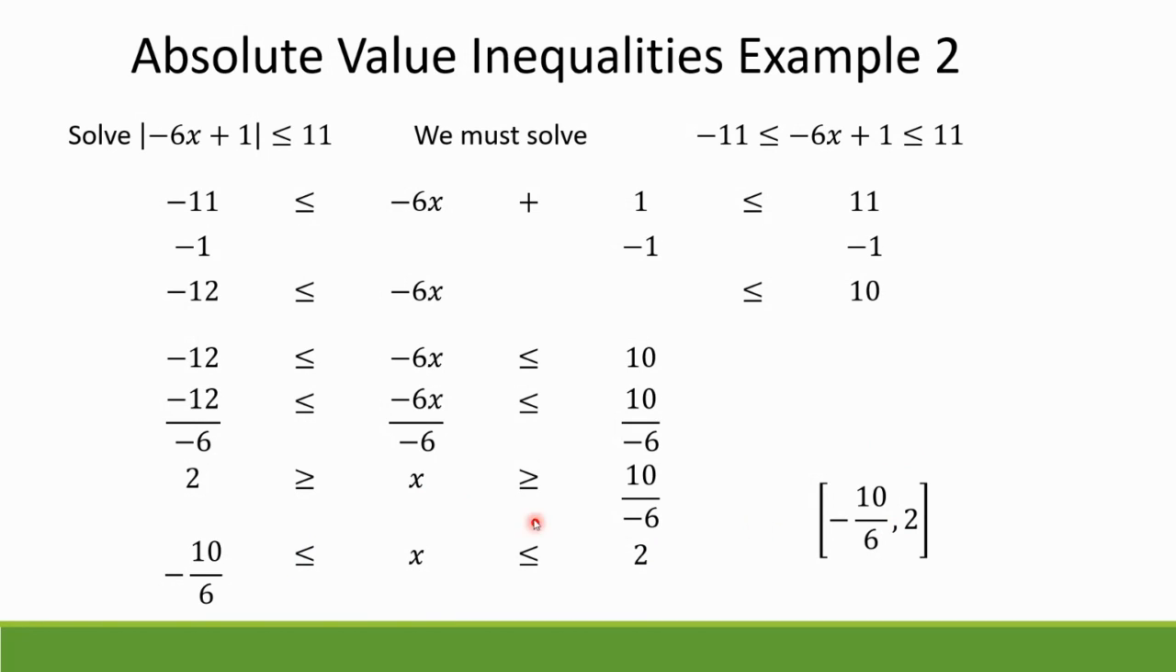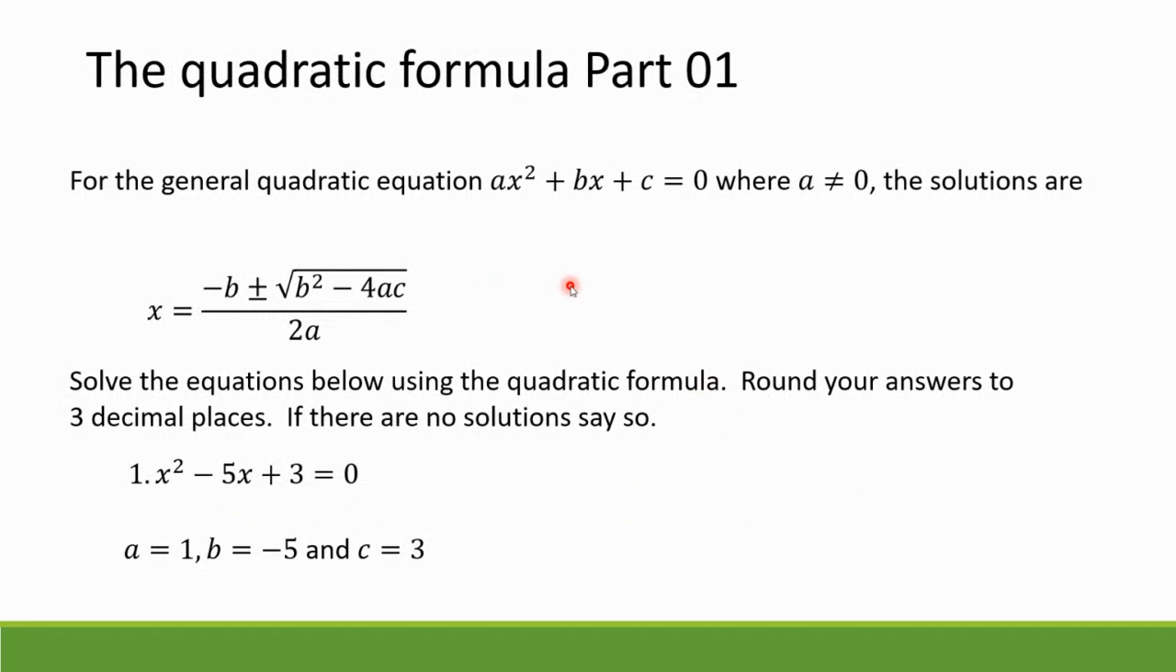If you forgot to turn the inequalities around, for whatever reason, what you would have is 2 less than or equal to x, less than or equal to 10 over negative 6. And that wouldn't make sense. So that's sort of a check. There's one more example here I want to do.